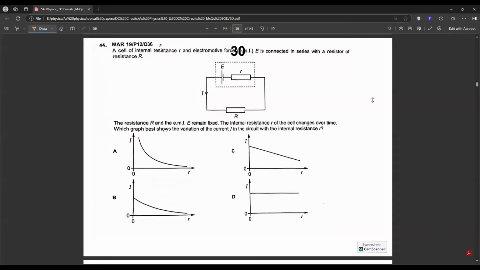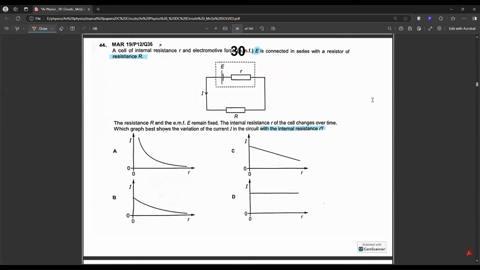Okay, let's see this. A cell of internal resistance r and electromotive force E is connected in series with a resistor of resistance capital R. The resistance R and EMF remain fixed. The internal resistance r of the cell changes over time. Which graph best shows the variation of current in the circuit with the internal resistance?